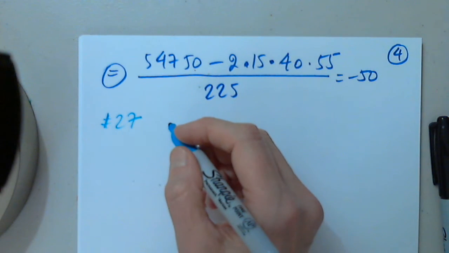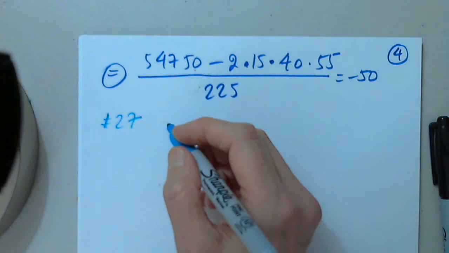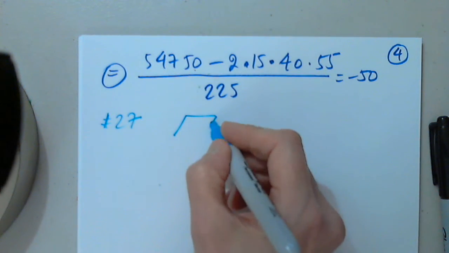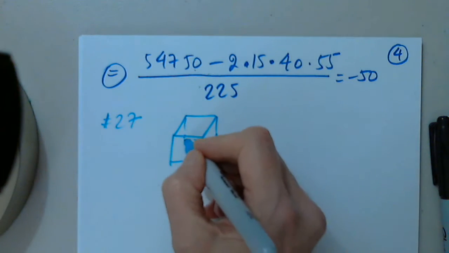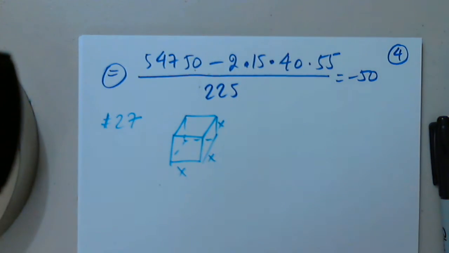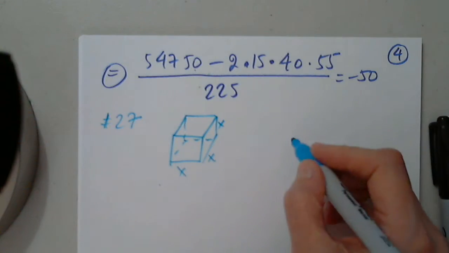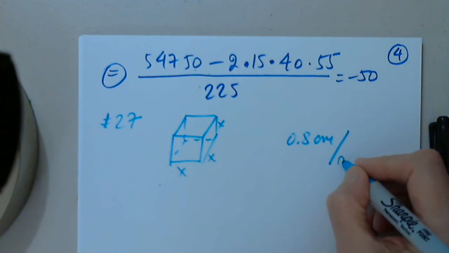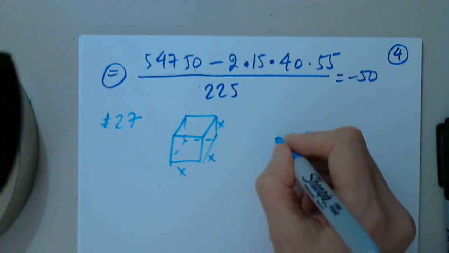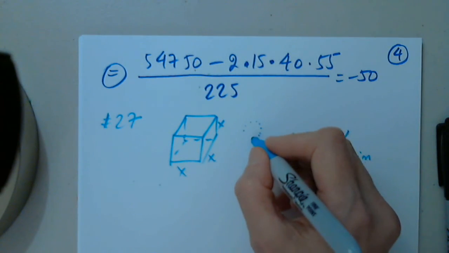A large ice cube is melting. Each side, so this is a cube, and as we know, a cube has all equal sides. So it's melting, it's an ice cube. Each side is shrinking by 0.8 centimeters per minute. I stop and I'm going to ask you, what does this mean?